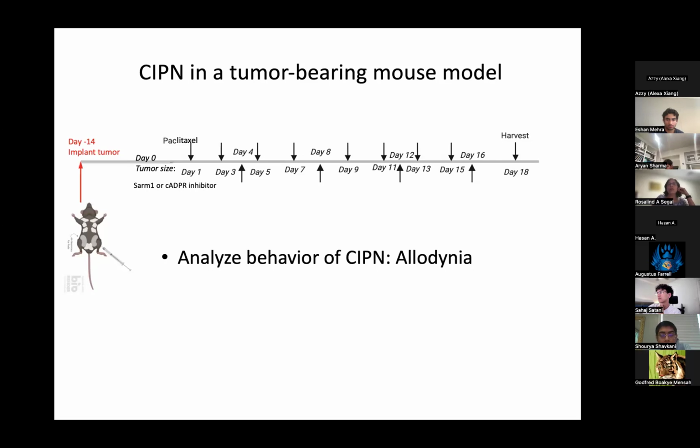What we can do is we can analyze in our mice the behavior of CIPN, specifically allodynia, the feeling that something that's normally just light touch becomes painful. We can analyze skin innervation and actually look at axon degeneration in the skin because we know that's where the skin endings are.